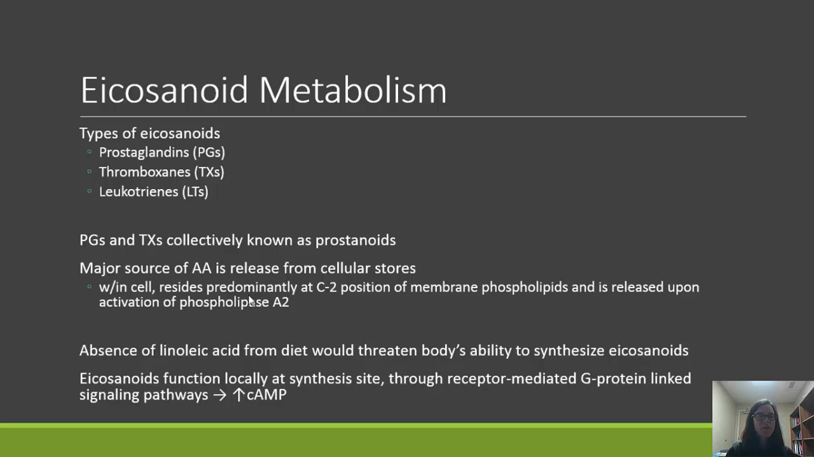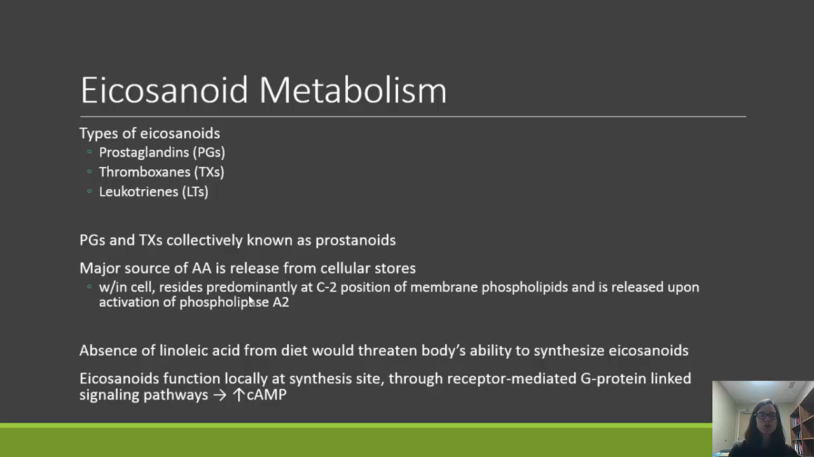Now, the major source of arachidonic acid is the release of cellular stores in the cell membrane. We have this enzyme phospholipase A2, which goes to our cell membrane, and the action of the phospholipase A2 is to release the arachidonic acid from our cell membrane. If we don't have enough linoleic acid in the diet, it would threaten our body's ability to synthesize eicosanoids, and our eicosanoids are really important for different biologic functions.